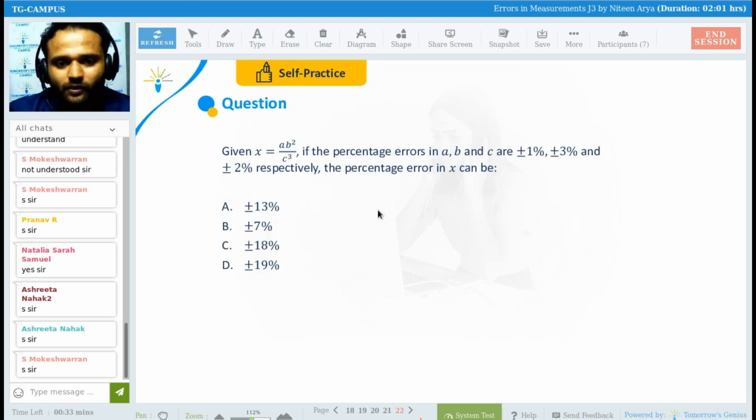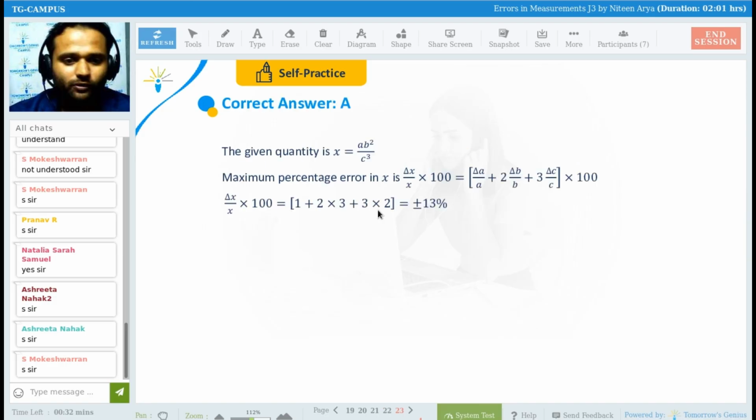Clear? Simple thing. Okay, this is given: x equals a b square upon c to the power 3. If the percentage errors in a, b and c are 1%, 3% and 2% respectively, find the percentage error in x. That is very easy. Whenever you get this kind of question, whatever the order, I am going to show you. Maximum percentage error in x is del x by x into 100, which is del a upon a, the error in a. It comes this way because when we do the differentiation of x, dx by x, that is how we do it.